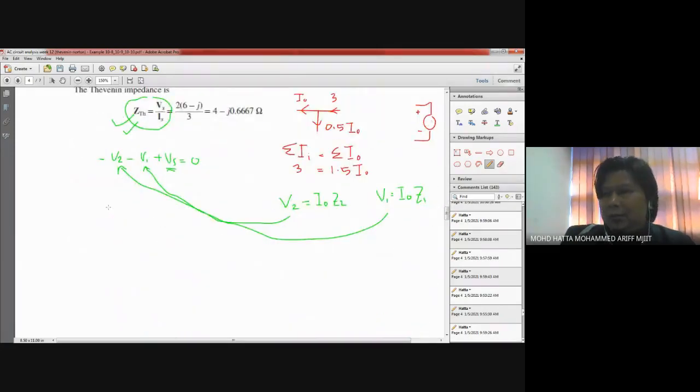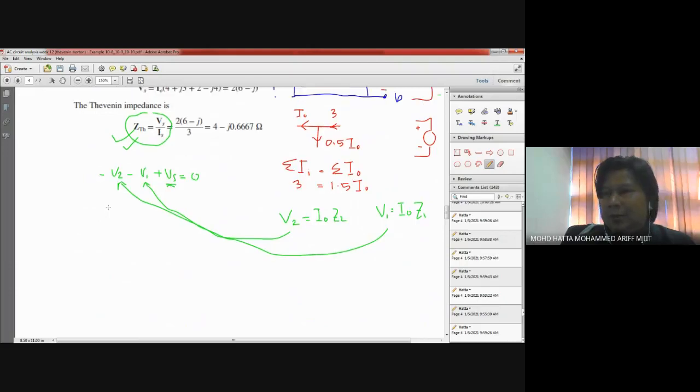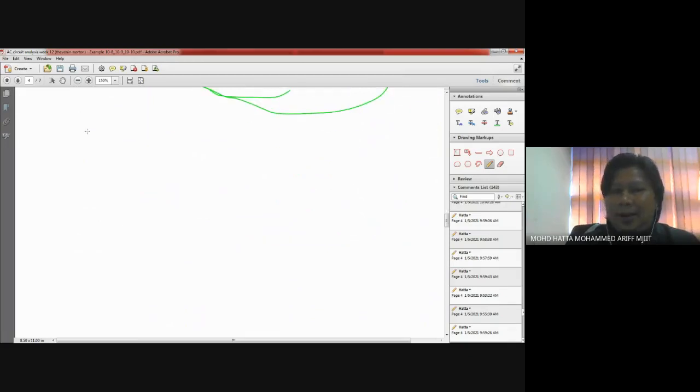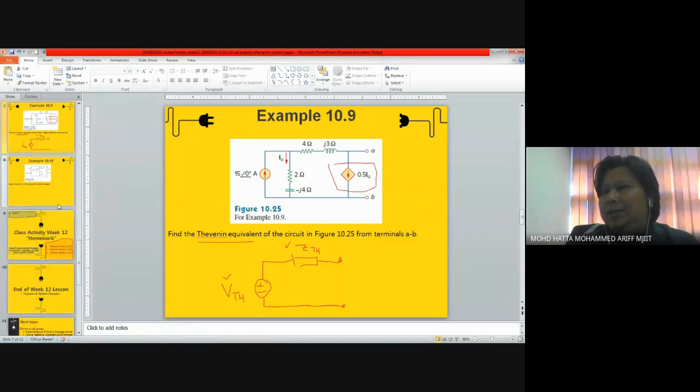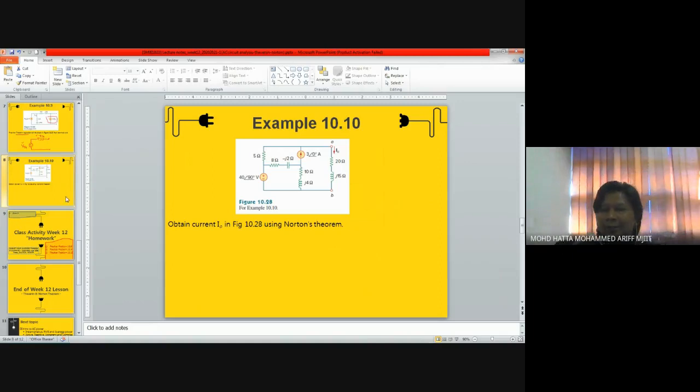Hopefully, what I explained here, you can easily get it based on what I explained over here. All right, that's for the second example. And finally, our last example before we end our session is about Norton theorem.